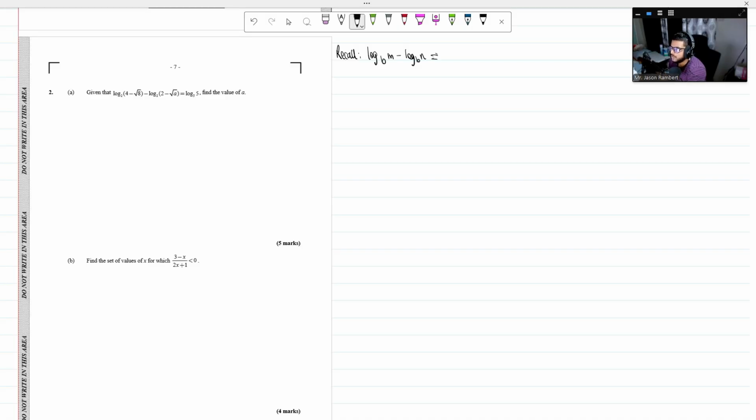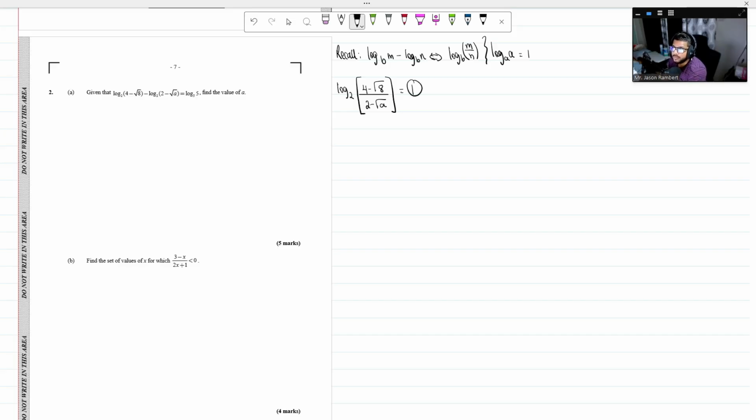The laws of logs, they work in both directions. That's log of m divided by n to base b. And I say the next law, log of a to base a is equal to 1. So I'll utilize the first recall. So I'm going to have log of 4 minus root 8 divided by 2 minus root a to base 2 is equal to 1.